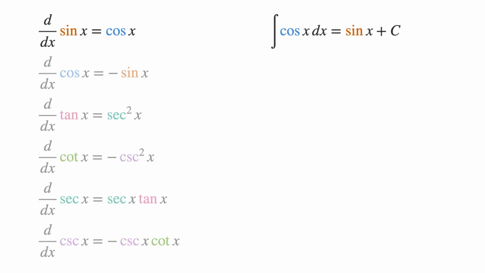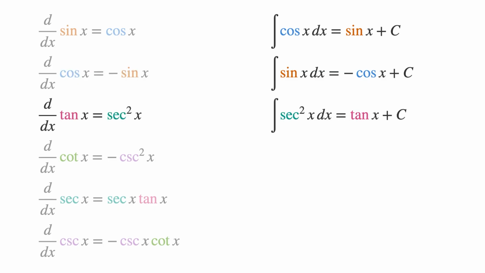The integral of the cosine of x dx equals the sine of x plus c, where c is the constant of integration. The integral of the sine of x dx equals negative cosine of x plus a constant. The integral of the secant of x squared dx equals the tangent of x plus a constant. The integral of the cosecant of x squared dx equals negative cotangent of x plus a constant.